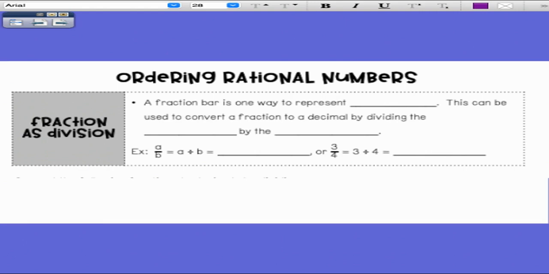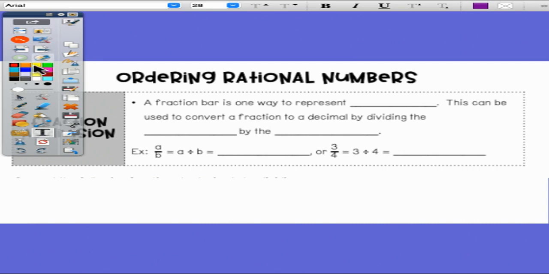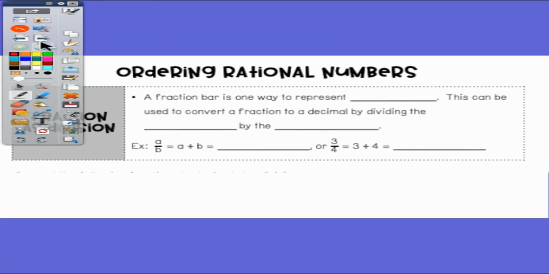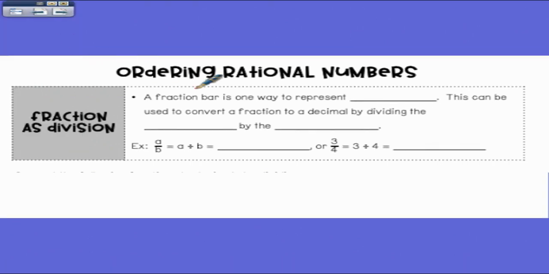Class, tonight we're going to be working on ordering rational numbers. Remember that rational numbers are any number that can be written as a fraction. And we're going to be taking some notes, and so we're going to be doing fractions as division first. So a fraction bar is one way to represent division.